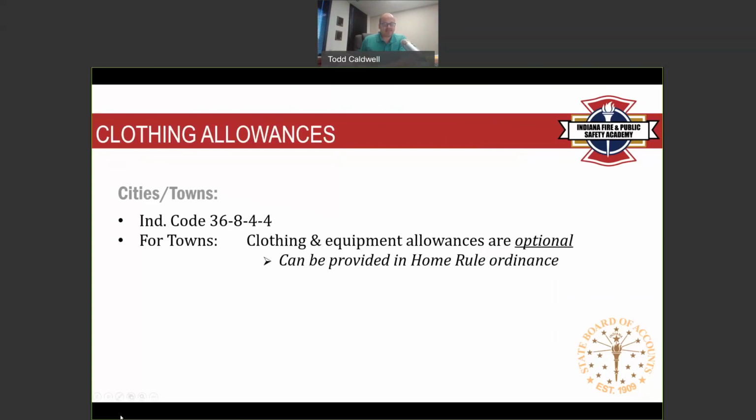For cities, Indiana Code 36-8-4-4 deals with clothing allowances. For towns, clothing and equipment allowances are optional. They're not required. They're only required for cities. If you're a town, you can pay a clothing or an equipment allowance, but it requires a home rule ordinance to be established.